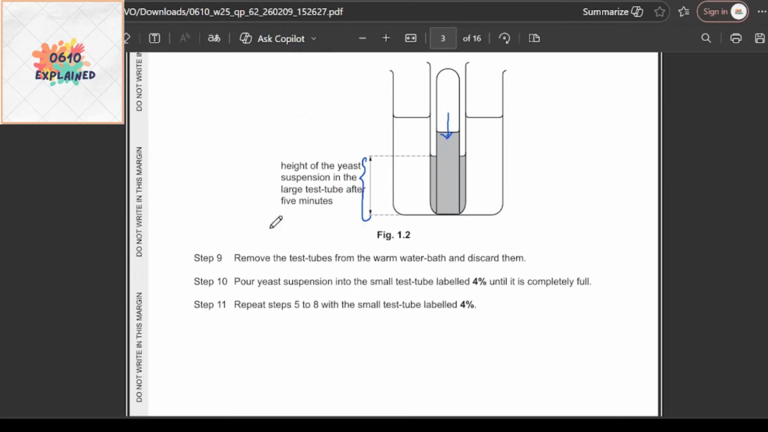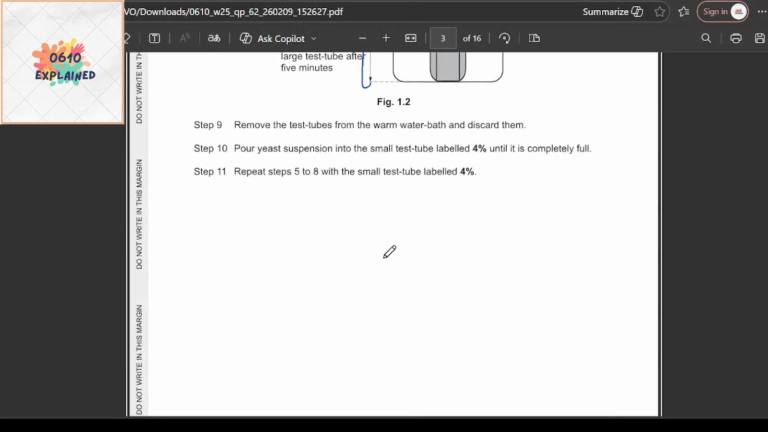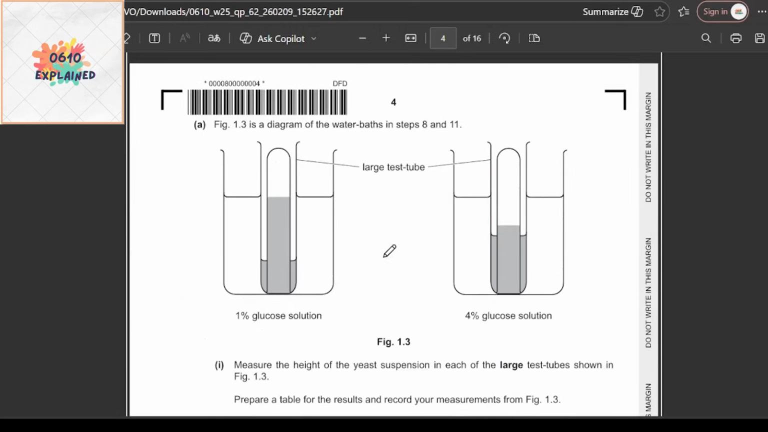Remove the test tube from the warm water bath and discard them. Pour the yeast suspension in a small test tube 4% until it is completely full. Repeat the steps 4 to 8 with the small test tube labeled 4%. So they are going to repeat the same thing again with 4%, and then they are going to measure the height of yeast suspension in the large test tube again after 5 minutes. You can see the difference on the screen.